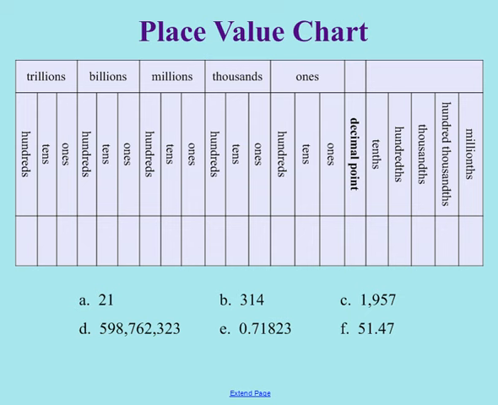Finally, part F is the number 51.47. This number can also be read 51 and 47 hundredths because the 7 is in the hundredths place.